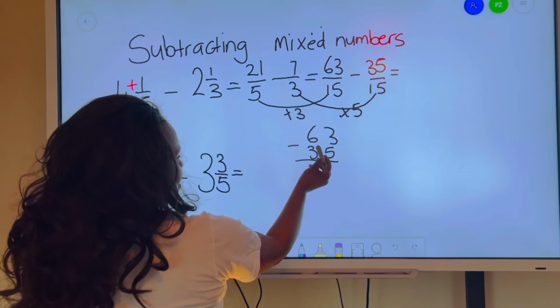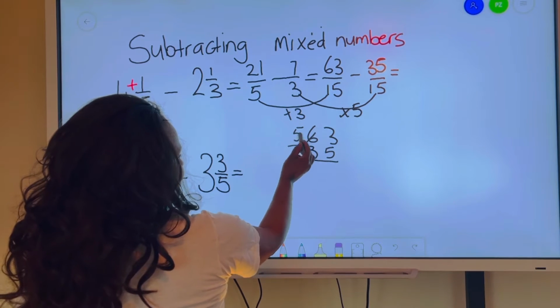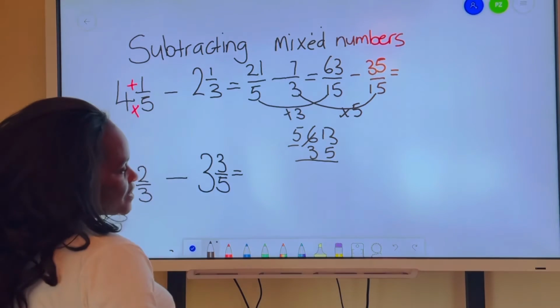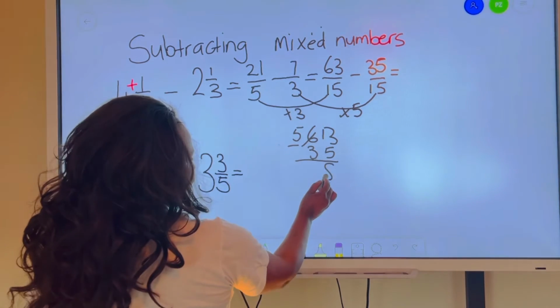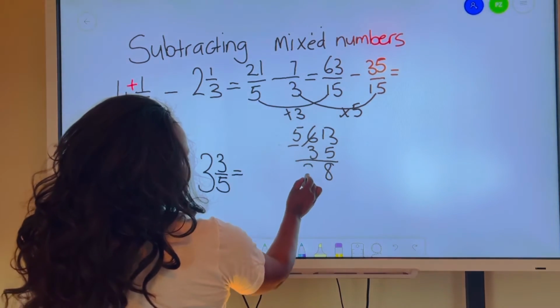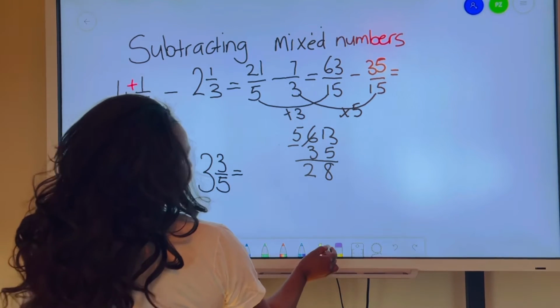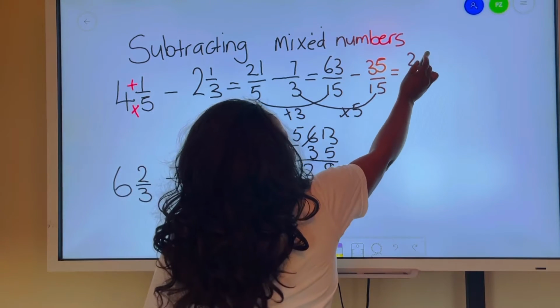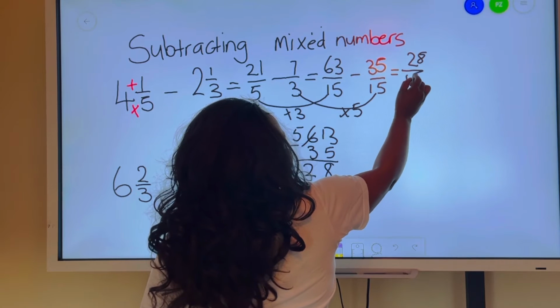3 take away 5, you can't do that, so you need to borrow from there. You are left with 5, and that becomes a 13. Then you do 13 take away 5, which is 8. Then 5 take away 3, which is 2. So that will be 28 over 15.